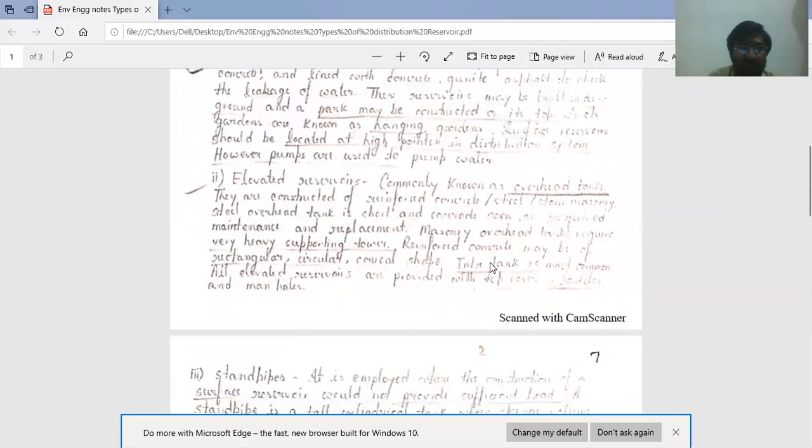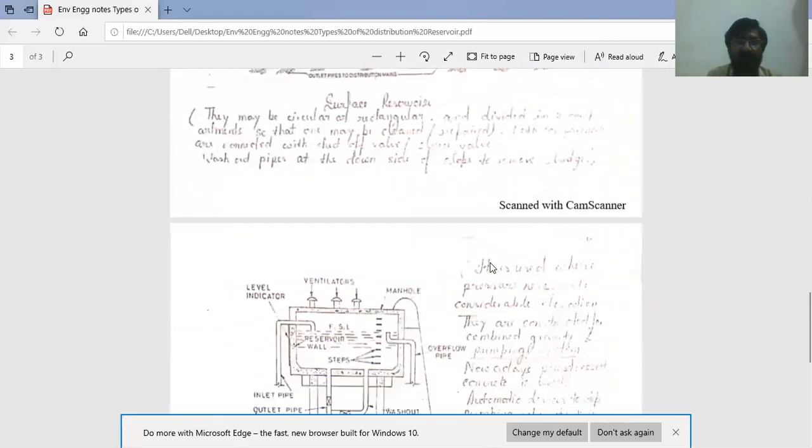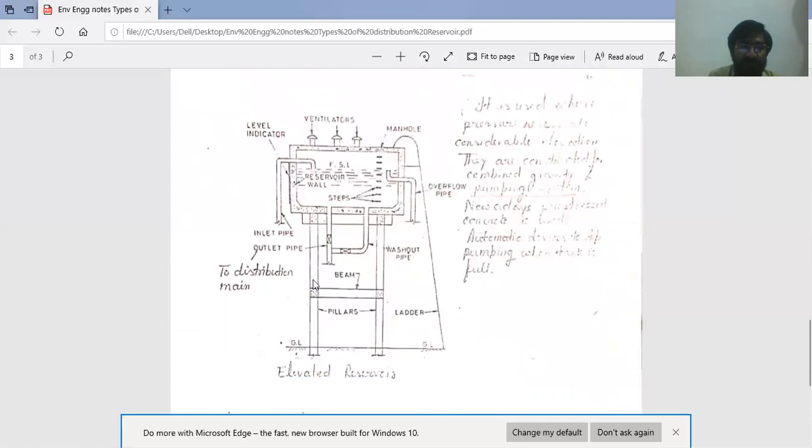This is the figure of elevated reservoir. These are the columns, strong RCC columns. This is the ground level. These are columns, ladder. This is inlet pipe. This is outlet pipe, and this is the washout pipe for cleaning purpose or removing the sludge. This is the reservoir wall. These are the walls of tank. Manhole for servicing, and these are the ventilators.